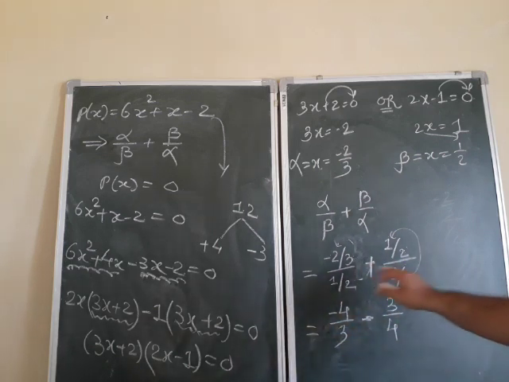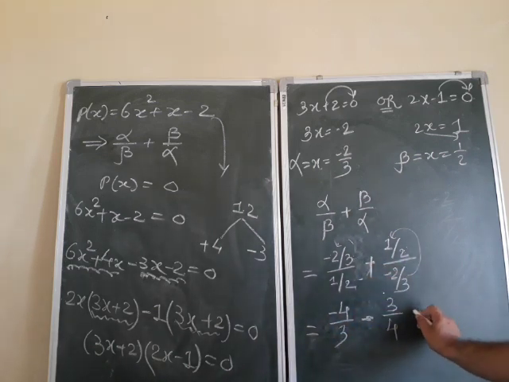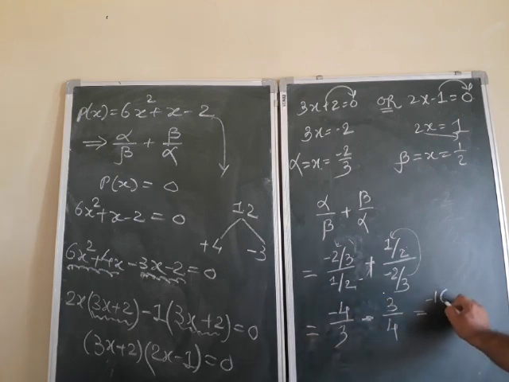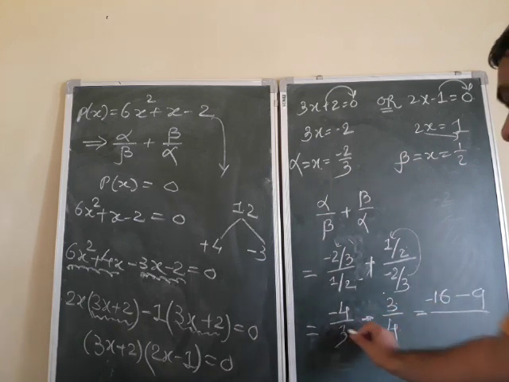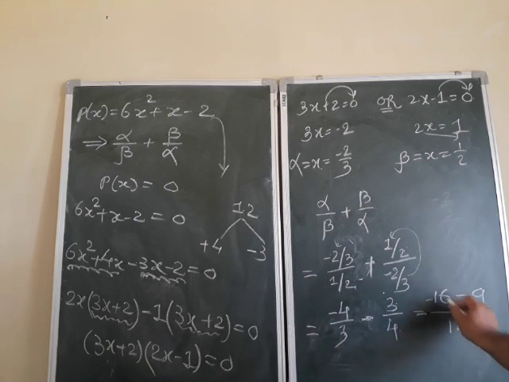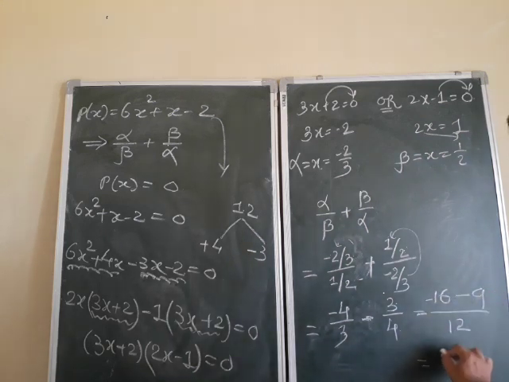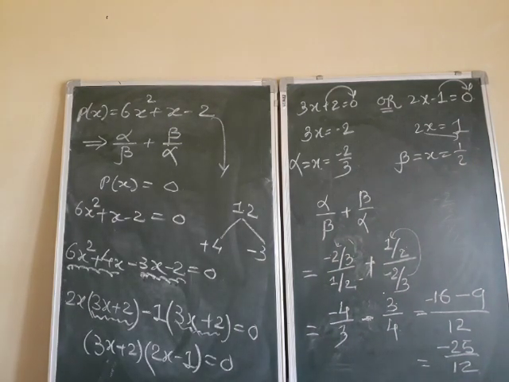Now again you solve this. So the total LCM, 4 3s are 12, so 4 into minus 4 is minus 16, minus 3 into 3 is 9, upon the total LCM, 4 3s are 12. Minus 16 minus 9 is minus 25 upon 12, the final answer. So your final answer is minus 25 upon 12.